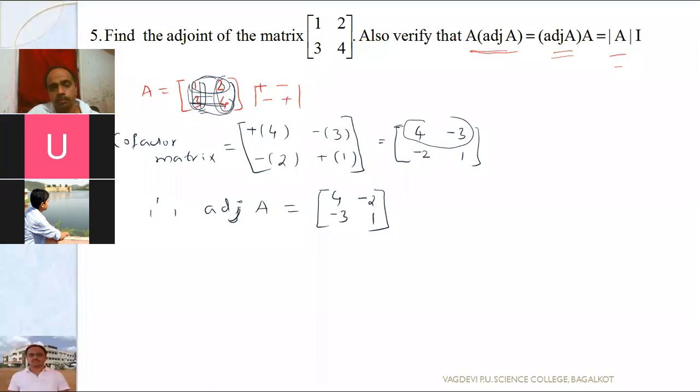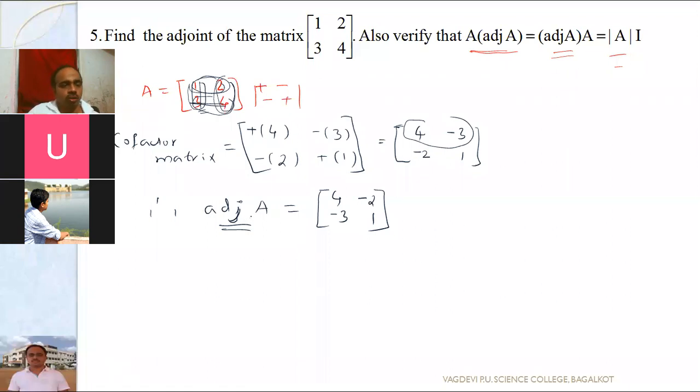Is it clear? So very simple. If it's a 2 cross 2 matrix, it's dead easy. Just write plus, minus, minus, plus. Delete the row and column. Write that number. Plus of 4, minus of 3. So like this, you can write cofactor matrix. Just convert rows to columns, that is transpose. So transpose of that cofactor matrix will be equal to adjoint of A. So adjoint of A I got.